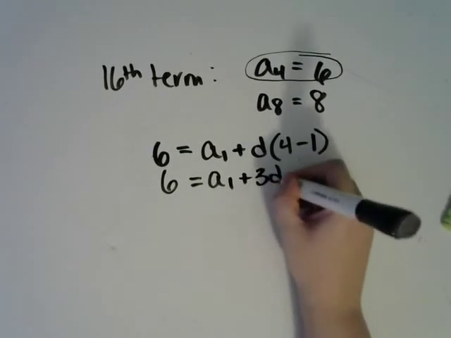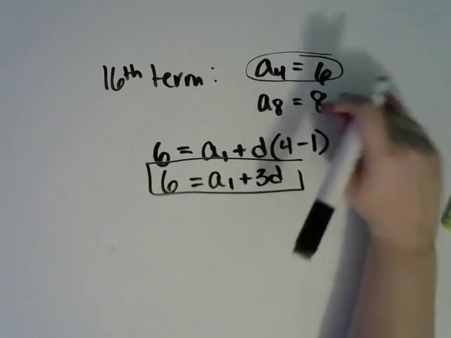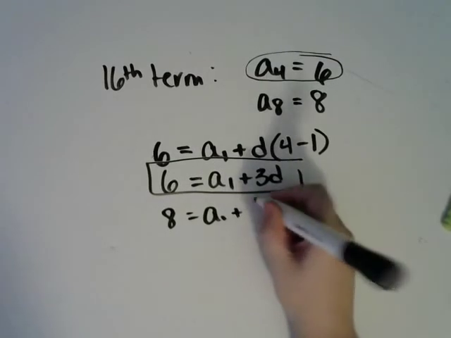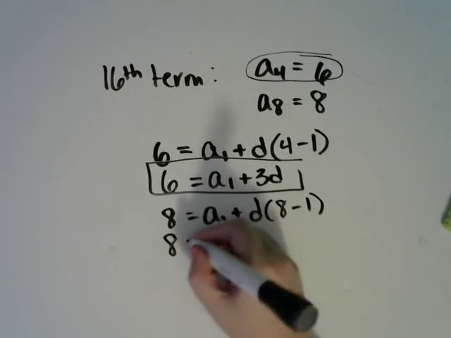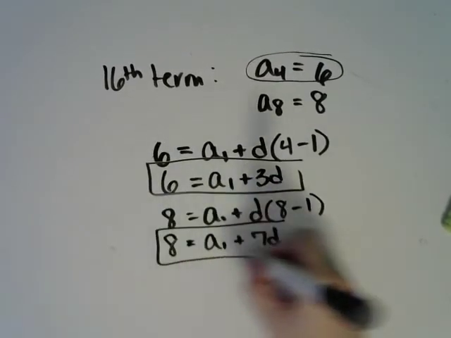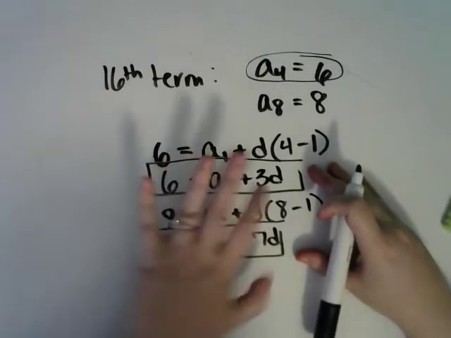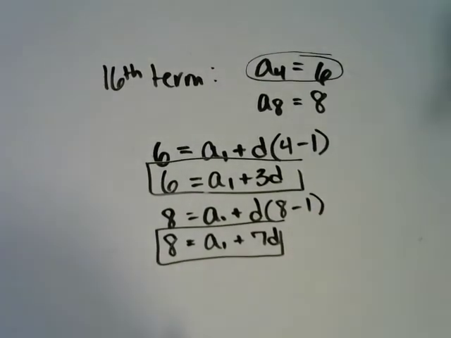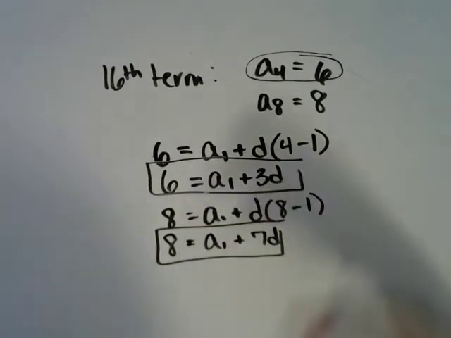A1 plus 3D. This is our first equation, and we're going to repeat that process with the 8th term being 8. 8 equals an unknown first term plus the common difference, 8 minus 1. 8 equals A1 plus 7D. Here are the 2 equations that form a system of equations that we can use to find the first term and the common difference. So you're going to have to decide whether you would rather do substitution or the elimination method, but let's write these 2 together as a system of equations.